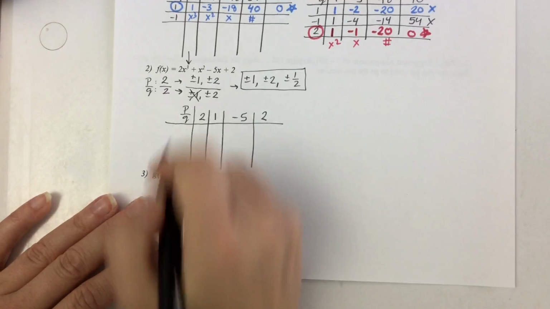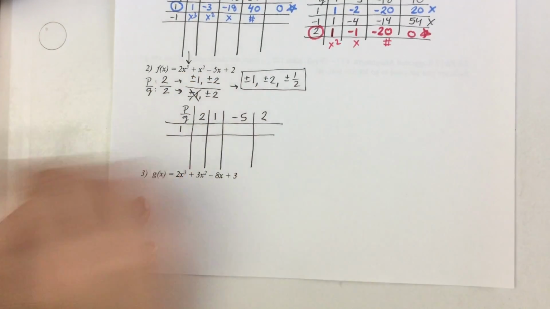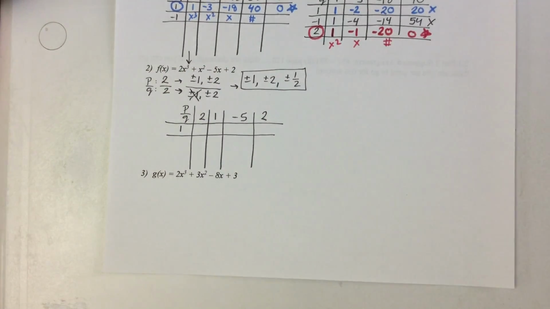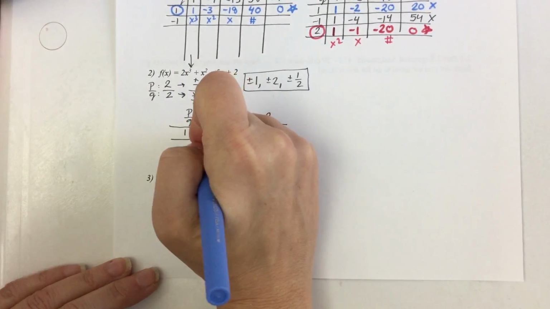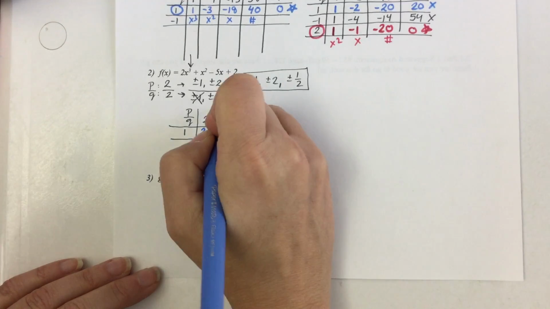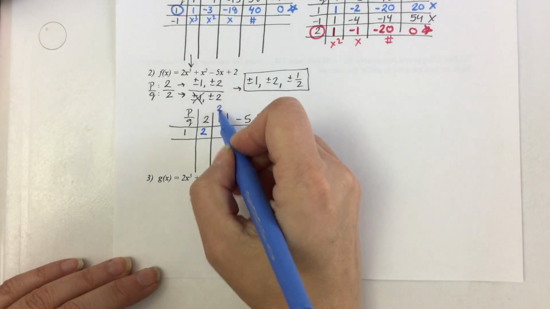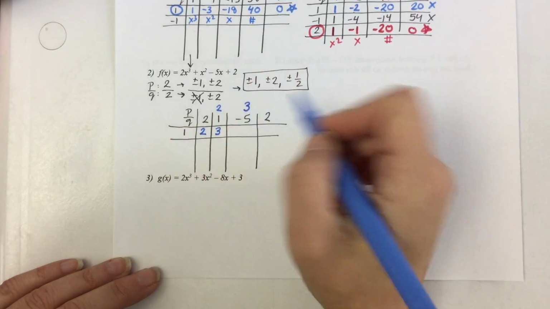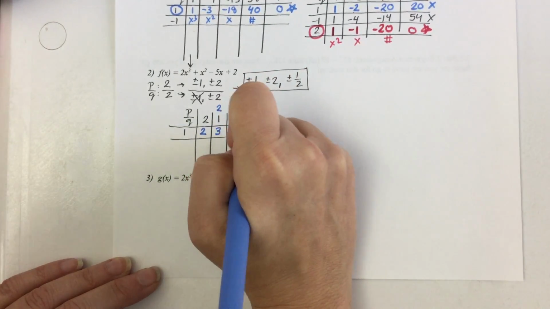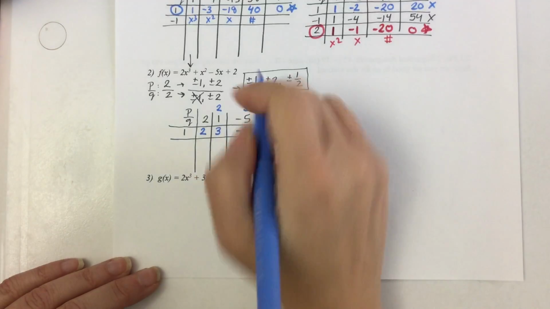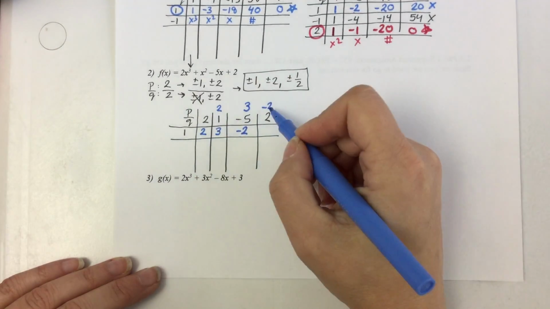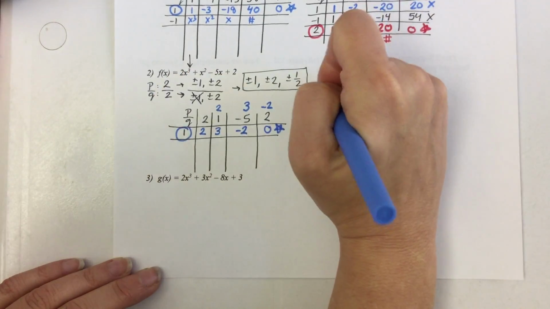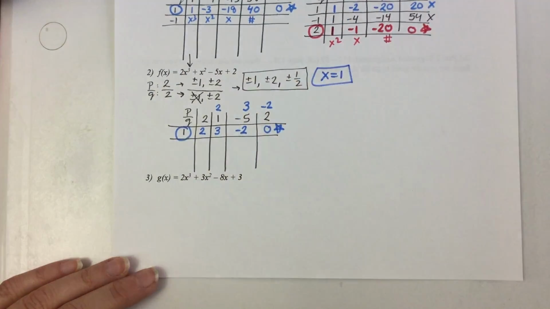Let's go ahead and try some of these values. I'm going to start off with the 1, just because it seems kind of friendly. Let's bring down, I'm going to use my different colors here, try to keep it organized. Bring down the 2. 2 times 1 is 2. Add them. 2 plus 1 is 3. 3 times 1 is 3. 3 plus a -5 is a -2. -2 times 1 is a -2. -2 plus 2 is 0. So we do have one solution, x equals 1.